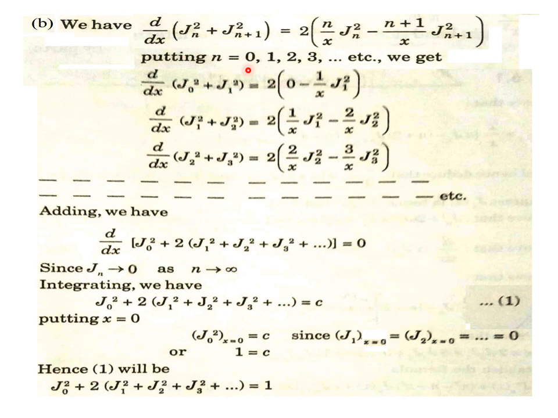Whole numbers are substituted for n: 0, 1, 2, 3, etc. And n equals 0 provides that first equation, d by dx of j0 square plus j1 square equals twice of 0 minus 1 by x j1 square. Then for n equals 1, that part A becomes some other equation, for n equals 2 the next equation, etc. And by doing that we are shaping the part B.